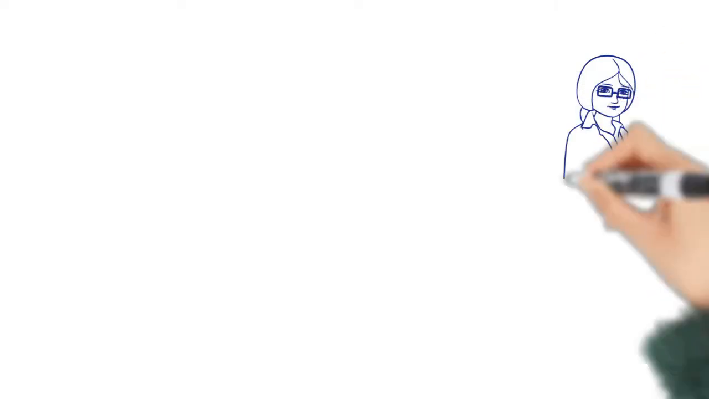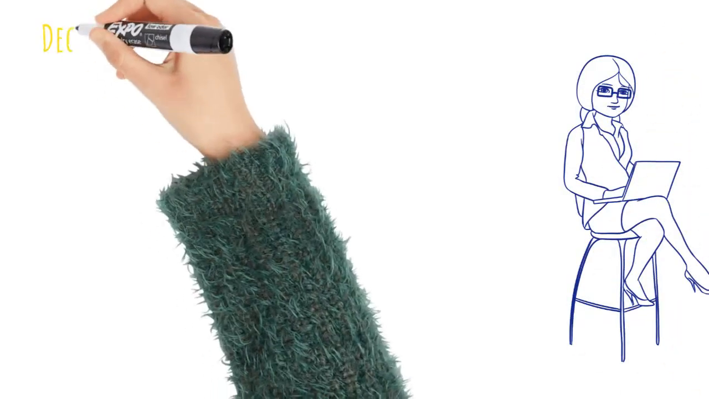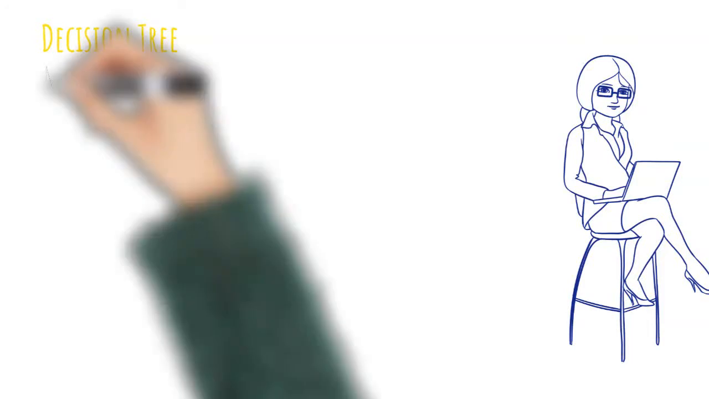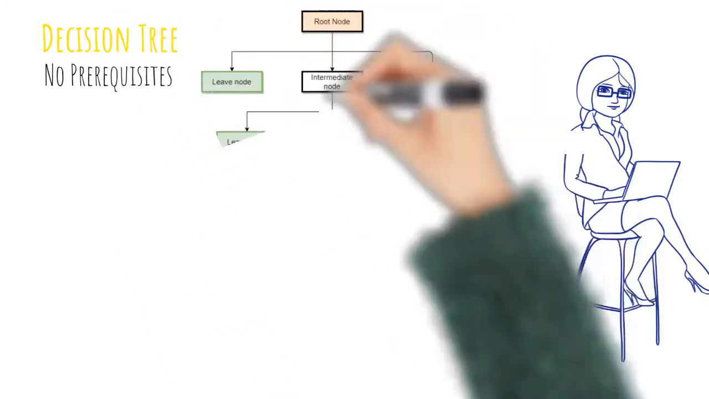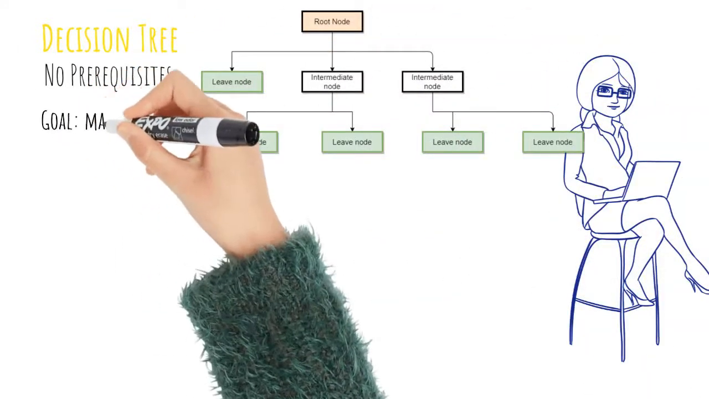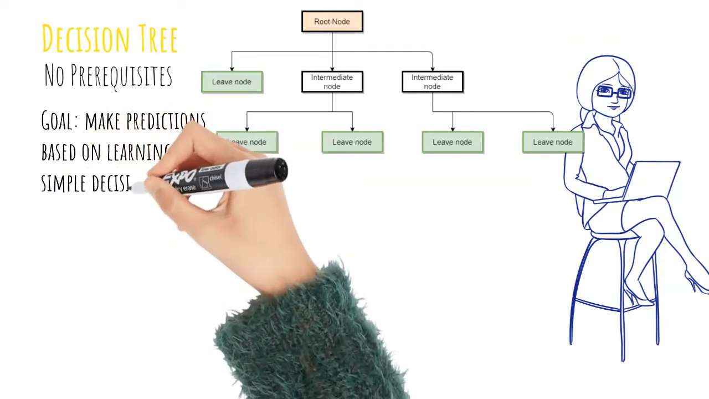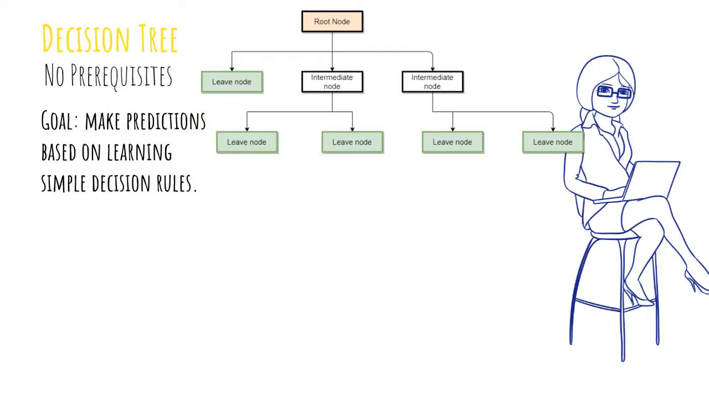Hi everyone, in this video we are going to review the decision tree model. There is no prerequisite for this video. The goal of this algorithm is to make predictions based on learning simple decision rules. Each decision rule should bring us closer to the desired prediction. They are constructed using two kinds of elements, nodes and branches.